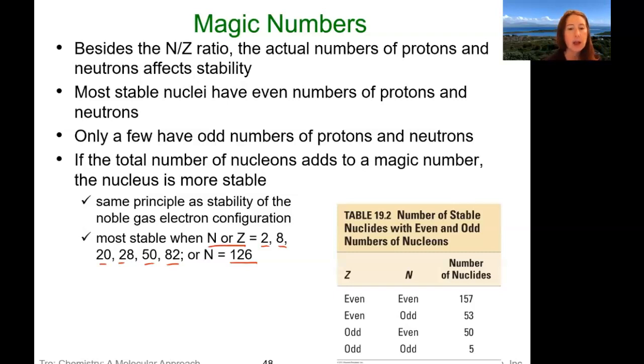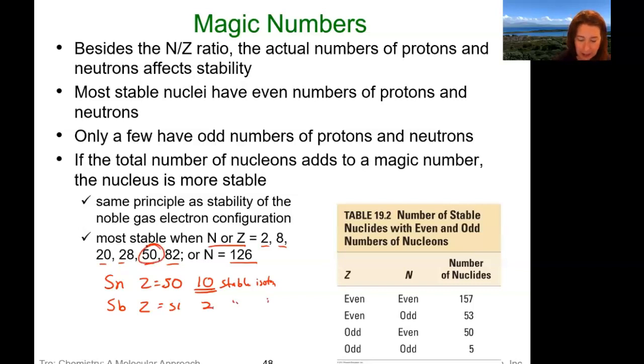So for example, tin. Sorry, I'm looking at my periodic table. Tin is like, what number is it? 50. So tin has an atomic number of 50. And antimony has an atomic number of 51. This one has 10 stable isotopes. This only has 2. Right? And again, tin just happens to be one of those magic numbers. So it has more stable isotopes.